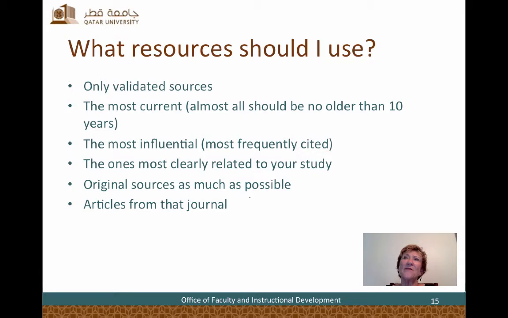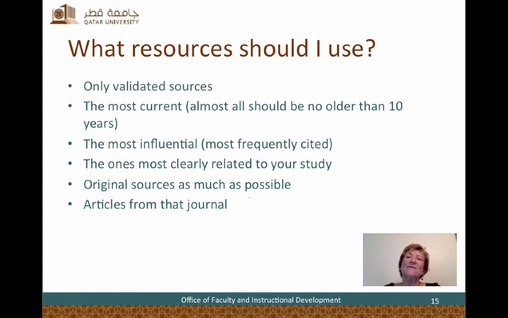If you see this person's name come up in just about every paper you read, obviously they're a leader in your field. You need to consider their work and see whether or not it needs to be included in your reference list. It doesn't always have to be, but use the major ones whenever possible. Select the ones most clearly related to your study, and the original sources as much as possible.